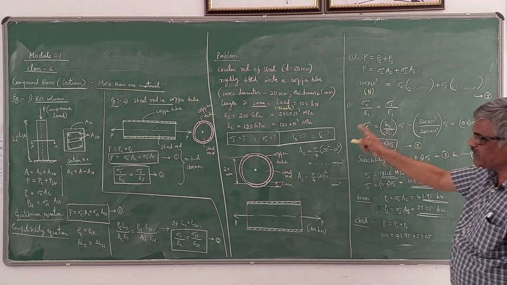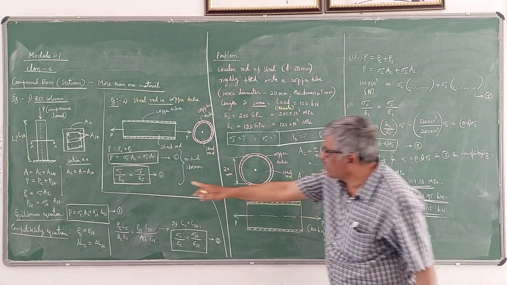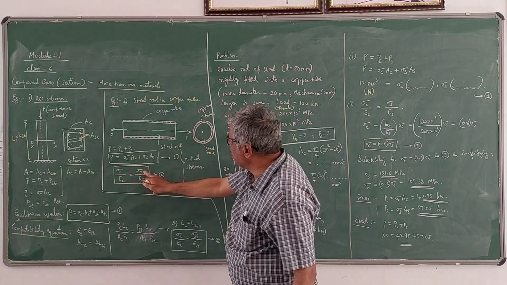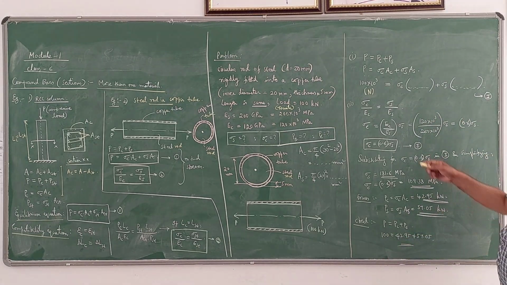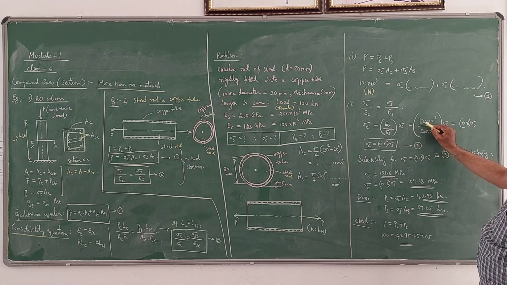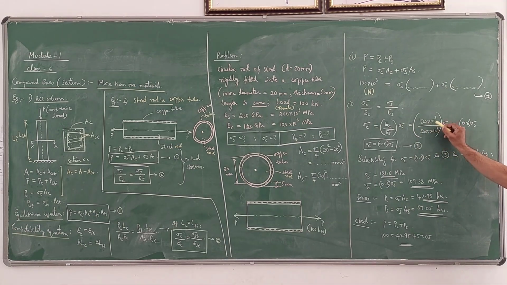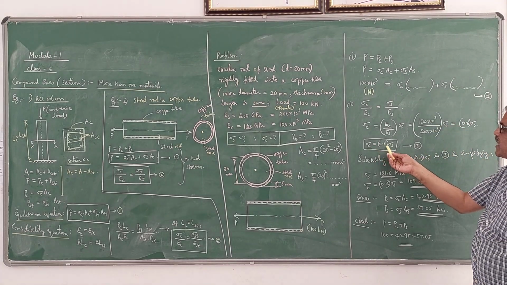Now the second equation is the compatibility equation. The compatibility equation is sigma C by EC is equal to sigma S by ES. There also you will be knowing the values of EC and ES. If you substitute and simplify, EC is 120 into 10 power 3, ES is 200 into 10 power 3. If you simplify this, it becomes 0.6. So sigma C is 0.6 times sigma S.